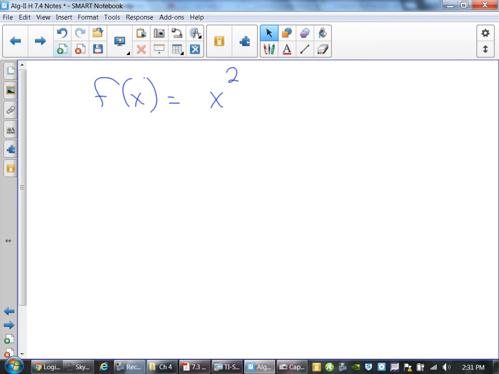But here's what I want to do. What happens when you have inverse relations? In order for a function to have an inverse, it has to pass what's called a horizontal line test. In order for something to be a function, it has to pass the vertical line test. Well, if that function has an inverse, what's the inverse of vertical? Horizontal.